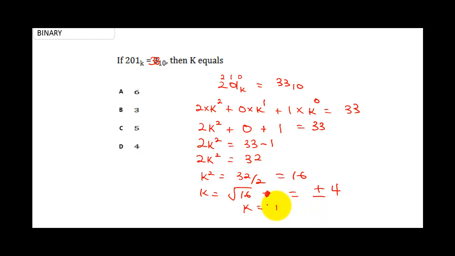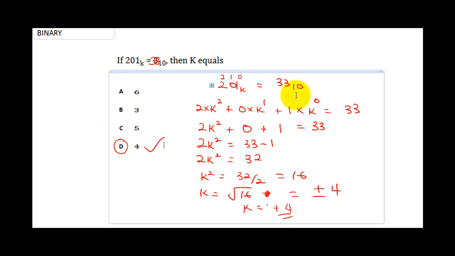So our final answer here is supposed to be what? Positive 4, and that's D. It's now our correct answer.